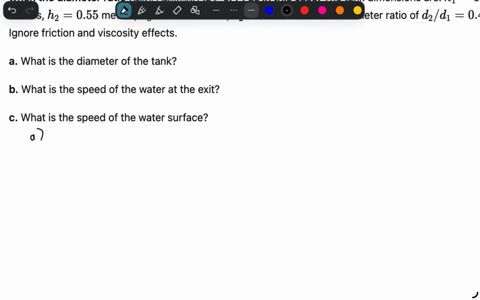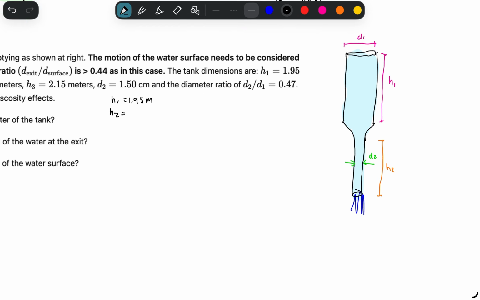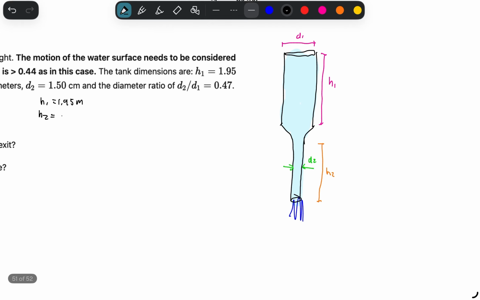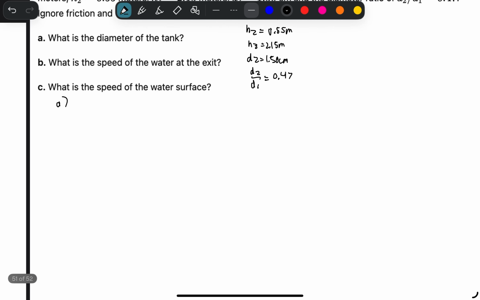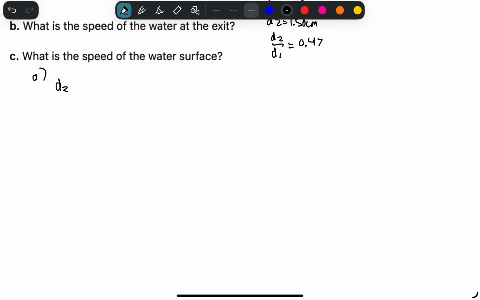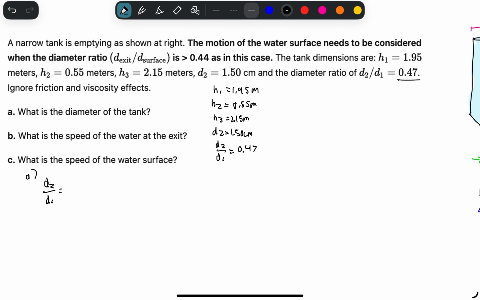For this question, let's write down what we were given. We're given all these heights. H1 is 1.95 m, H2 is 0.55 m, H3 is 2.15 m, D2 is 1.50 centimeters, D2 over D1 is 0.47. So in order to find the diameter of the tank, we're given the ratio D2 over D1 being 0.47.